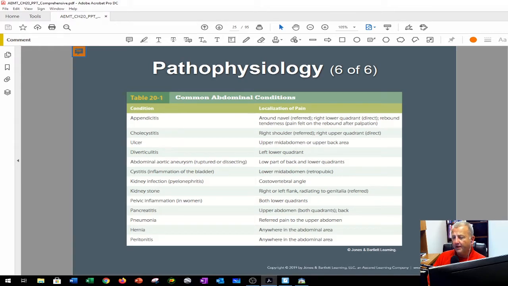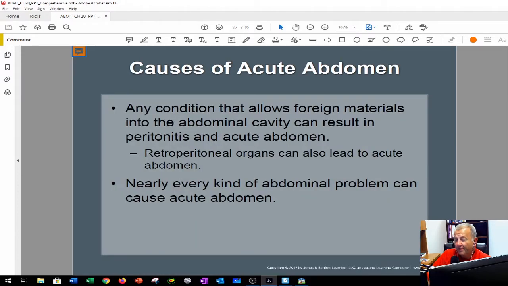The table in your book is very informative. I would know this stuff. It's in this table. I know every bit of it because if you do, it's going to take you a long ways. It'll help you on the test, it'll help you for registry, and it'll help you be a better clinician.